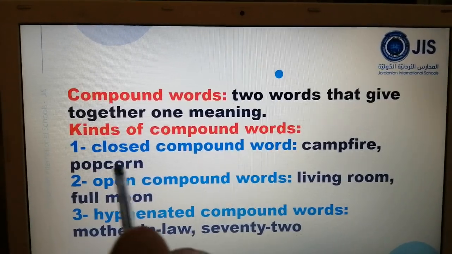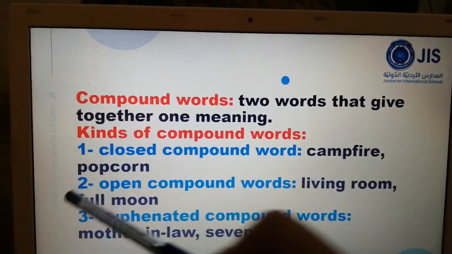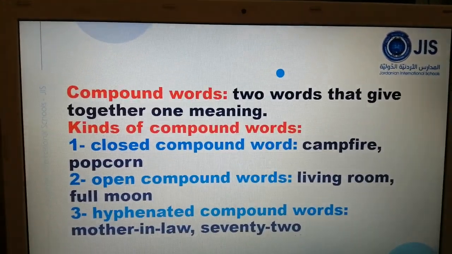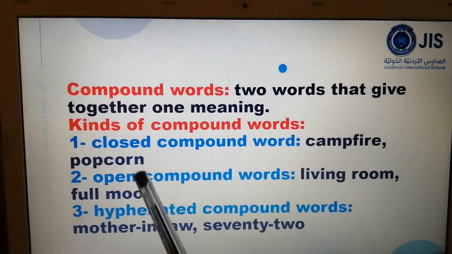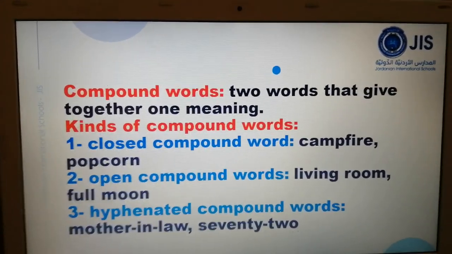Pop has its own meaning, corn has its own meaning, but when we put them together, popcorn, they will give me another different new meaning. And there's no space between the two words, that's why we call them closed compound words.